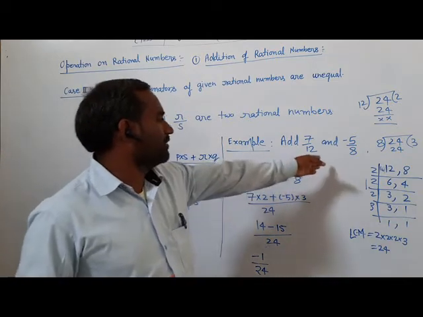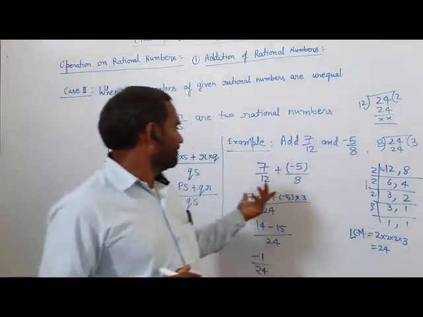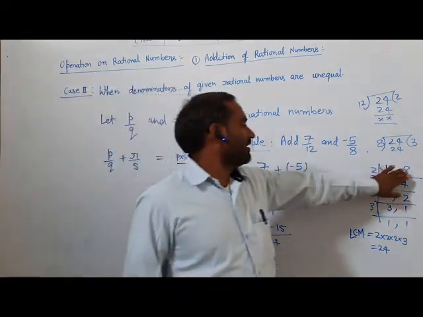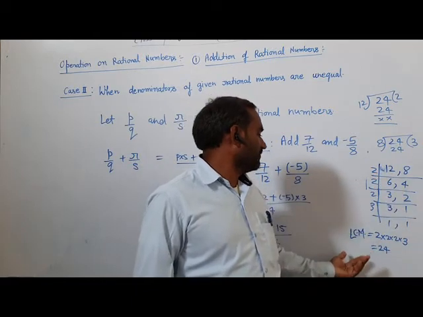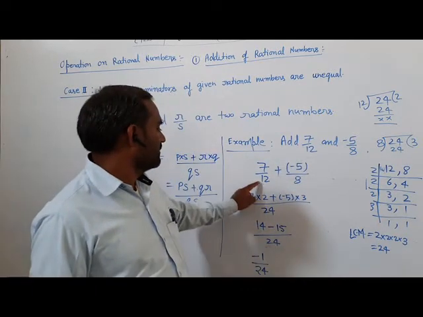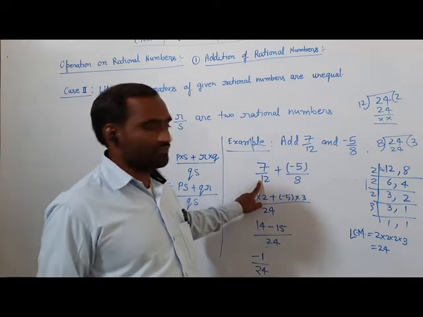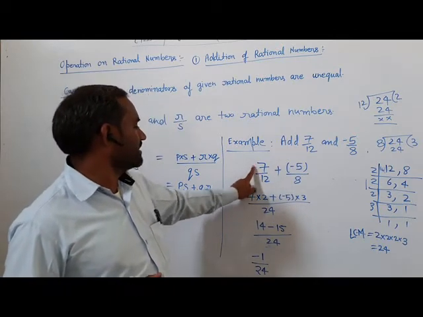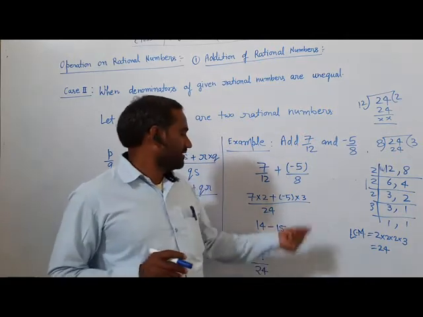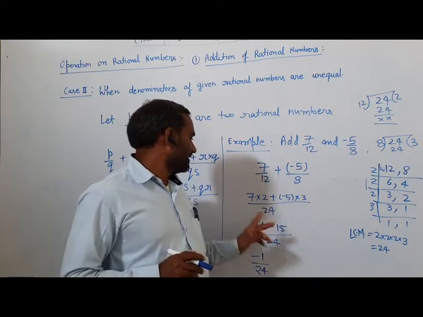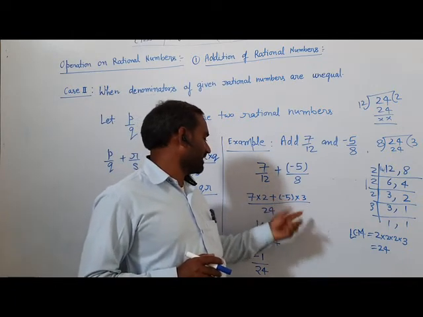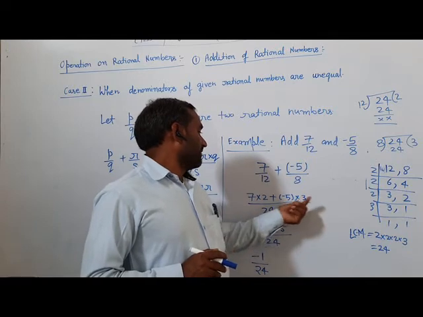For example, 7 by 12 minus 5 by 8. Here we have to take the LCM of 12 and 8 because denominators are not equal. We get the LCM of 12 and 8 as 24. We divide 24 by 12, so we get answer 2. So we multiply 7 into 2, and we divide 24 by 8. We get answer 3. So we multiply minus 5 into 3. 7 into 2 is 14, and the product of opposite signs is minus 5 into 3 is minus 15.